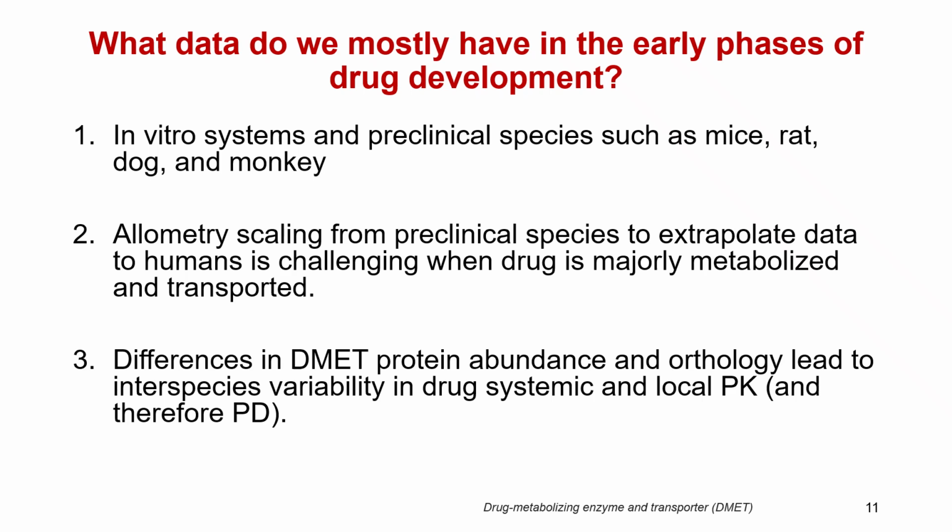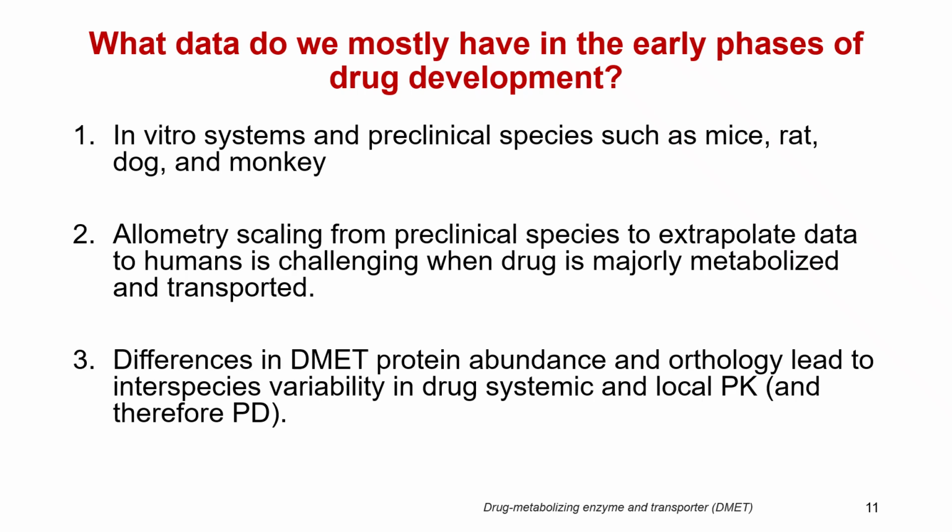And this is because of the differences in the drug-metabolizing enzymes and transporters, abbreviated as DMET throughout my presentation here. So the differences in the DMET protein abundance and orthology, or the sequence similarity, lead to interspecies variability in drug systemic as well as local pharmacokinetics and therefore pharmacodynamic response. So it's important to understand these differences in drug-metabolizing enzyme and transporter protein abundance in order to adequately translate the findings from preclinical species to humans.